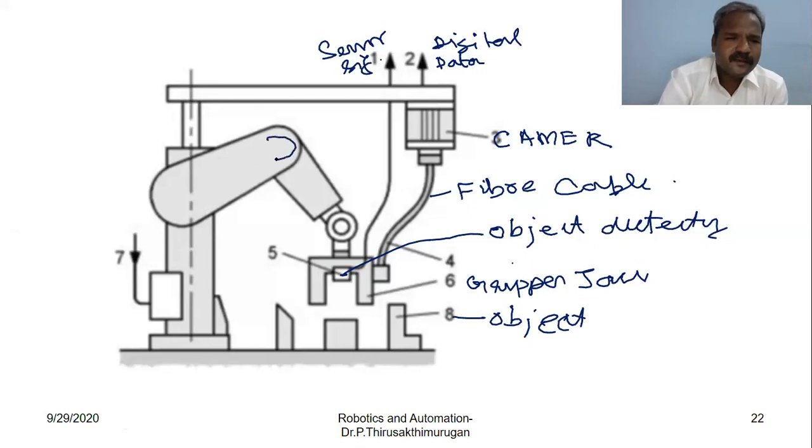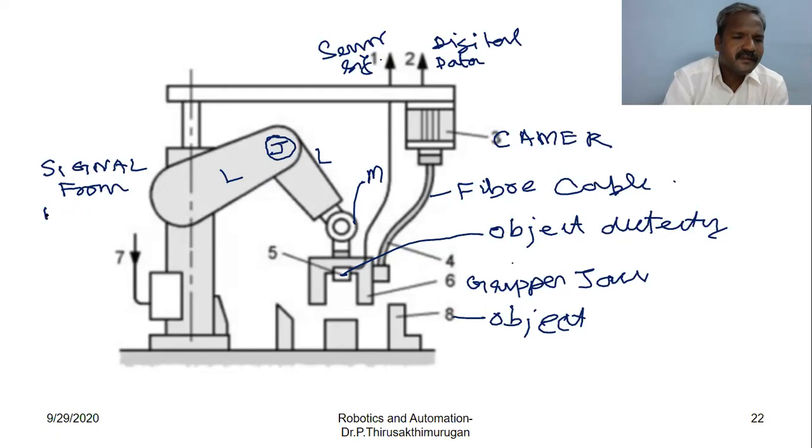This is called the joint. This is the link. This is the manipulator. This is the finger, jaw, gripper. Together this is called the manipulator. This is a link. Actually, this 7 is nothing but the signal from the controller. So this signal helps to move the gripper to the required task.